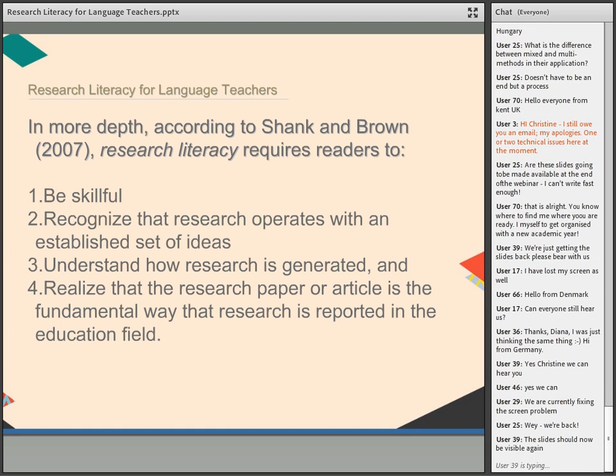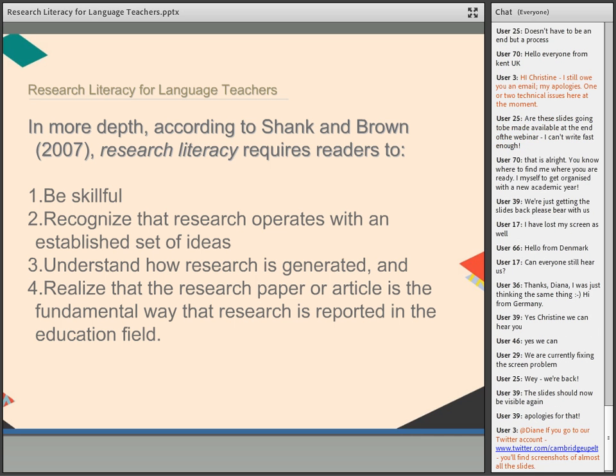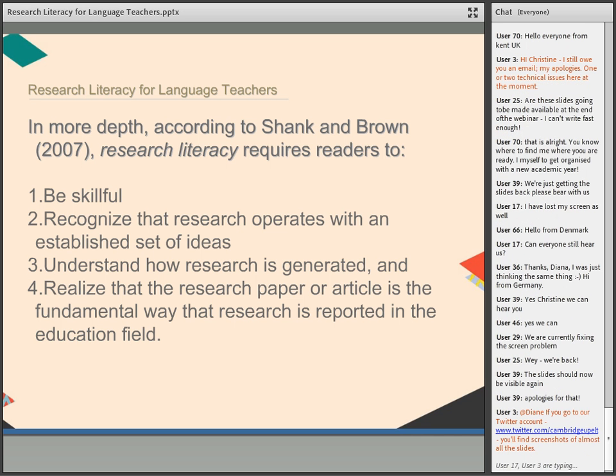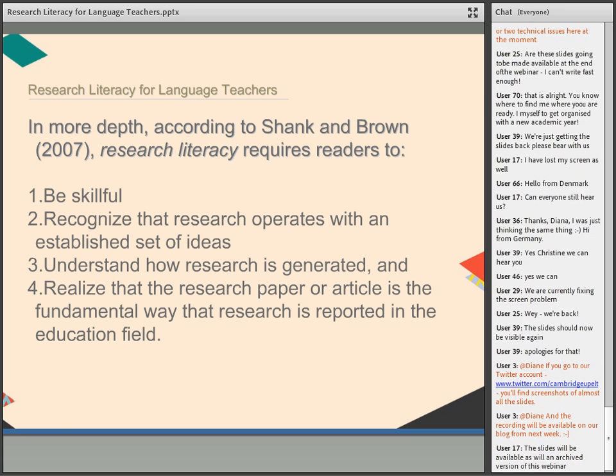So, it's necessary in order to be research literate to be skillful, to recognize that research operates within an established set of ideas. Regardless of which paradigm the research is in, the systematic nature of research is that it operates within a set of rules and a set of ideas. The third point is that it's necessary to understand how research is generated. So, where does it come from? Research ideas are lying around everywhere when I look, but other people look and they don't see ideas at all. So that's important to understand as well. And finally, it's important to realize that the research paper or article is the way that we communicate research. That's the fundamental way that research is reported in education fields generally.